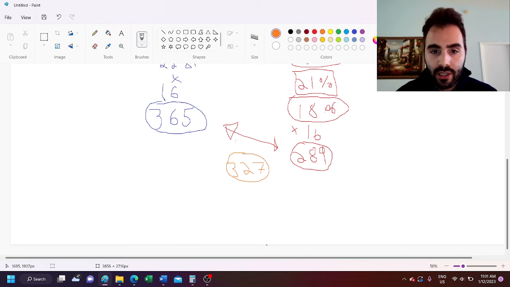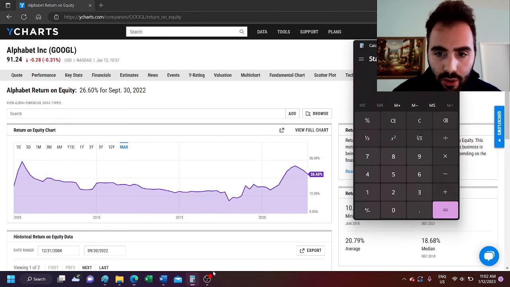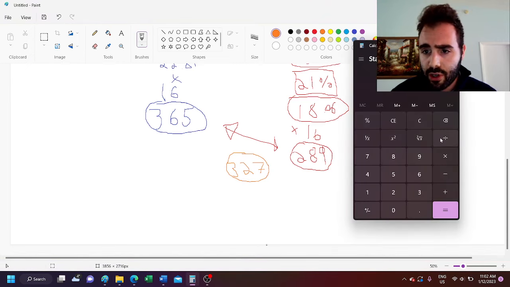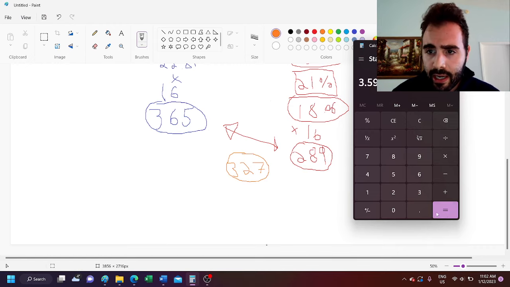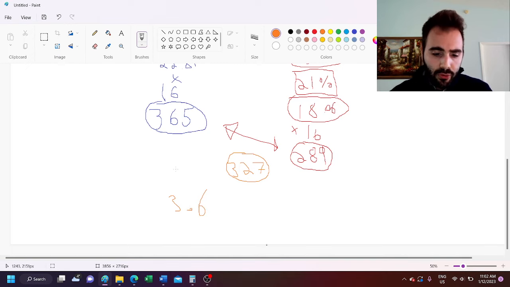Now, what we can do is compare that to the current price of Google and see what our rate of return is going to be. If we look at Google's current price, it is $91, and we can divide our future target price, 327, by 91. That gives us a 3.6 bagger, as I like to call it.